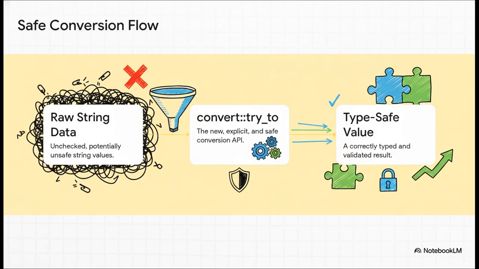Gone are the days of ad hoc manual string conversions. Say goodbye to that headache. They've been replaced by a really robust convert framework. By using the new convert::try_to and convert::to APIs, you can perform explicit, type-safe data conversions. This eliminates an entire class of potential runtime errors and just makes your code so much more reliable.